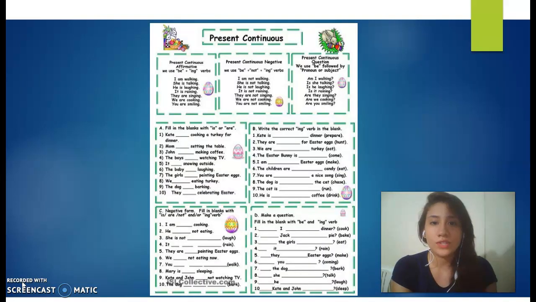Then follows the moment to practice the topic seen. They will solve the exercise, filling in the empty space using the gerund, -ing, of the verb inside the parentheses, and they will have to put it in the present continuous.